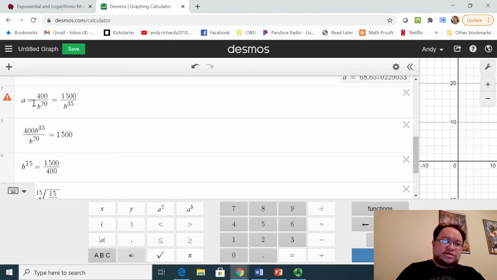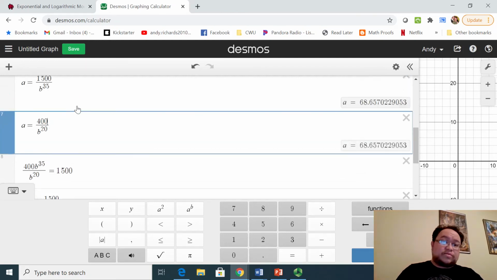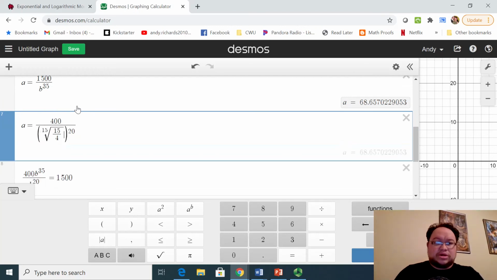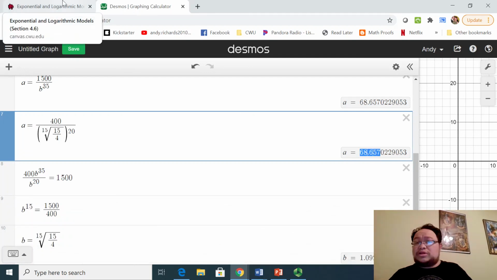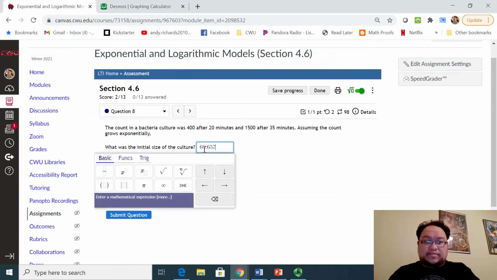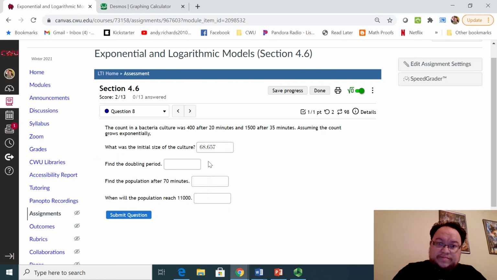And we have this set up so that we can figure out what A is as well. We could come back here, and since we've defined what B is, Desmos is doing the work for me, and I could plug B into this, and it tells me what A is as well. So in this case, A is this 68.657, or it's a little more than 68 and a half cultures. So you could use that amount for it.